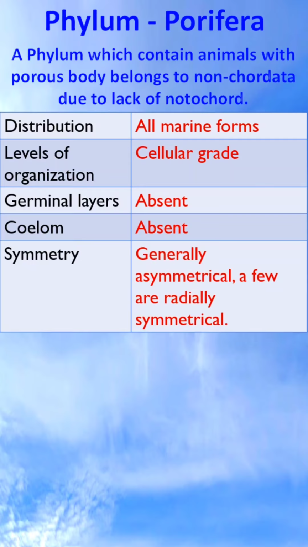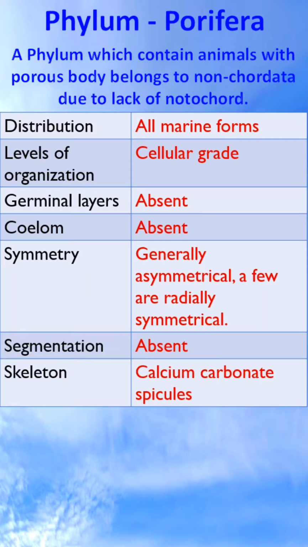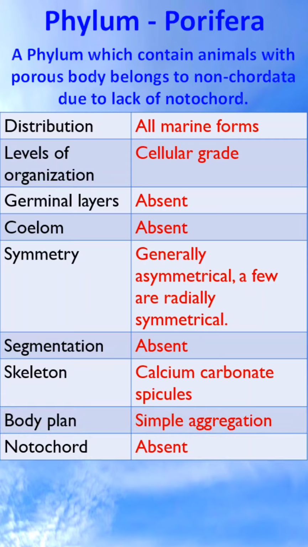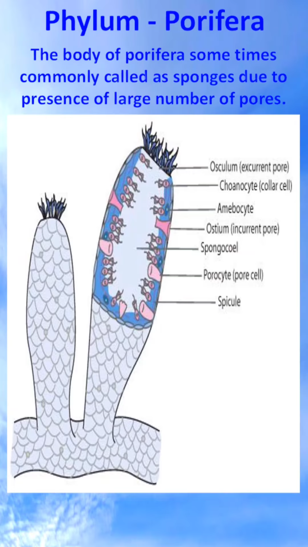Symmetry, most of them are showing asymmetrical body because the cells grow in any direction. However, some forms are even showing radial symmetry. Segmentation absent. Skeleton, they got some special type of calcium carbonate spicules which are holding the cells together. Body plan, simple aggregation of the cells. Notochord is absent, nerve cord is absent, pharyngeal gill is absent, and post-anal tail is absent.